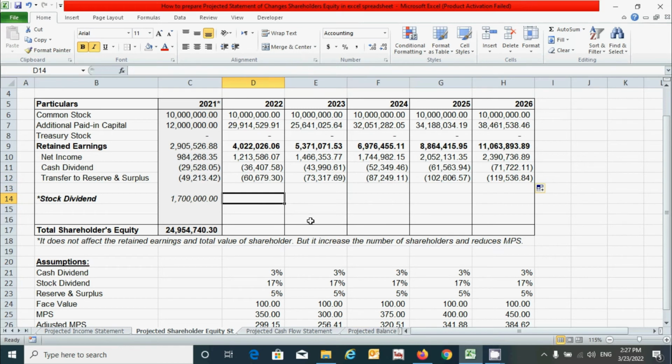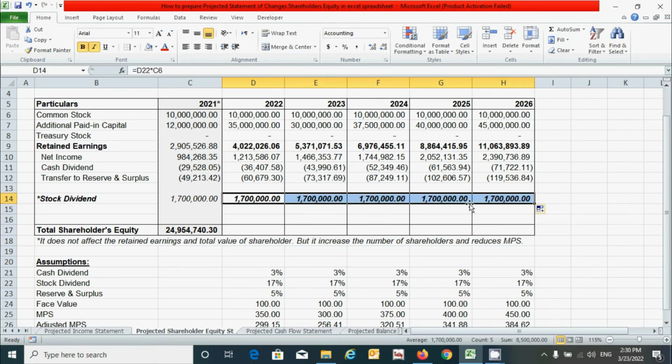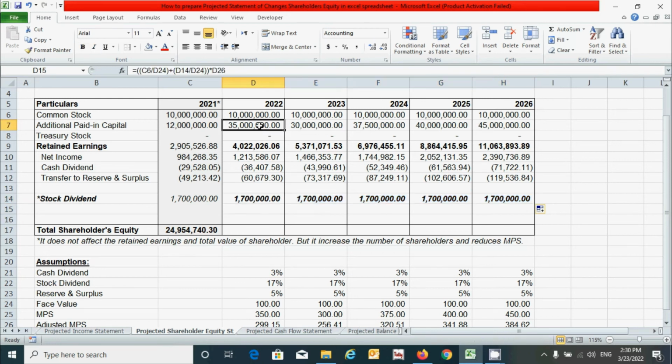Alright, now let's calculate the stock dividend amount, and it can be calculated by simply using the percentage of stock dividend to the previous value of common stock. Okay, so press the equal to sign, and now select this one. Now press the multiply sign from your keyboard, and now click this one to get the value of previous common stock. Now press the enter key. Alright, now click here and drag from here to here. Okay, now you can see the effect here.